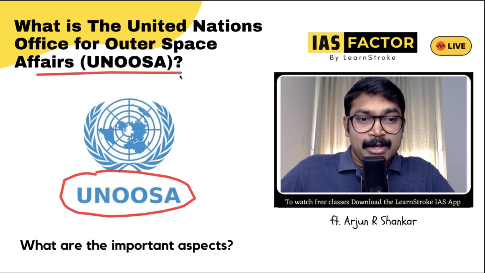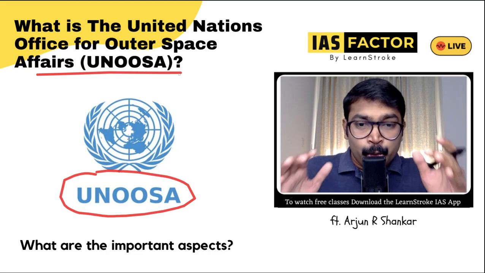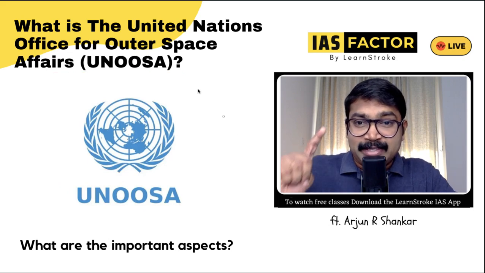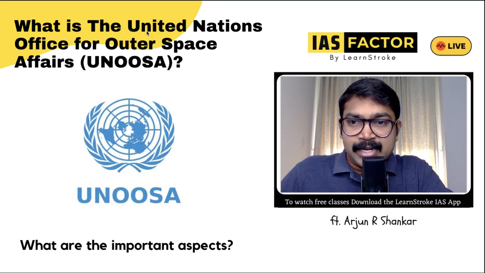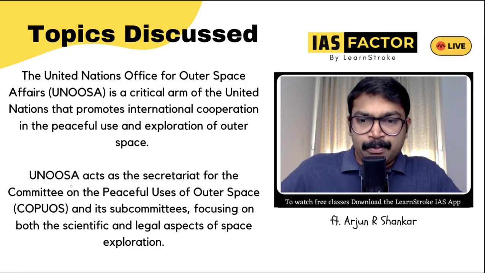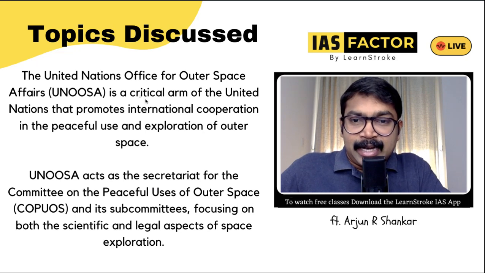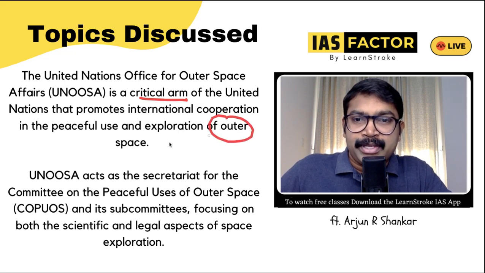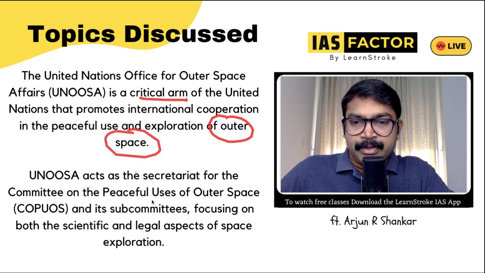A lot of COPUOS, IADC, and UNOOSA might be a new thing. United Nations Office for Outer Space Affairs. That is UNOOSA, the keyword UNOOSA. Know about this. And let's move on. It's a critical arm of the United Nations that promotes international cooperation. This is also an important office for outer space.